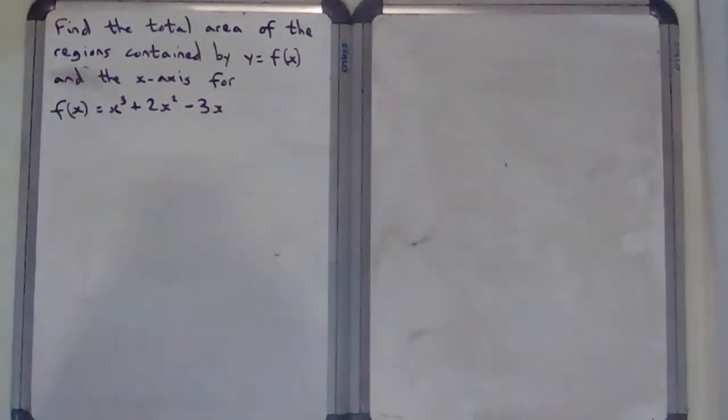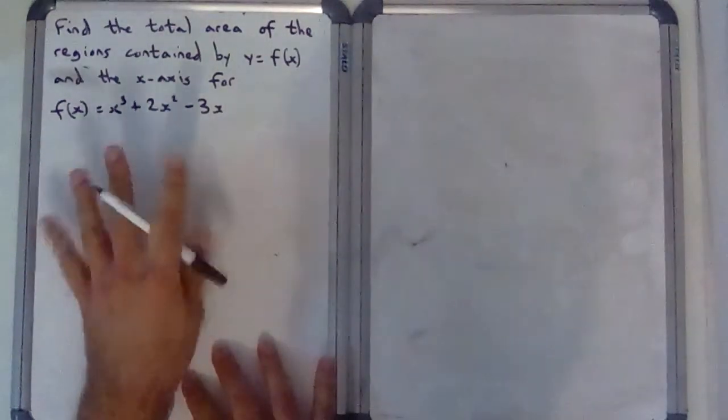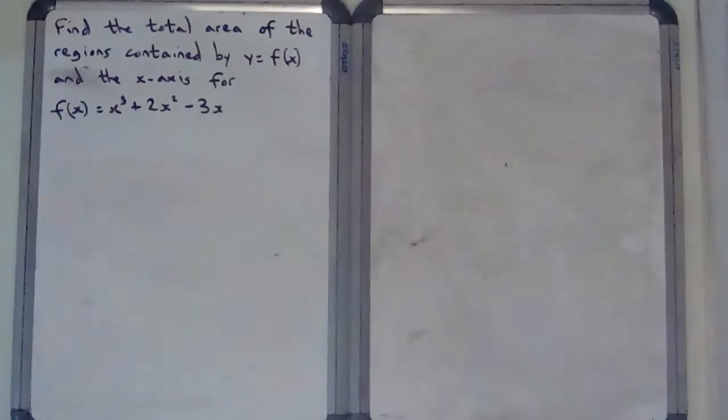So hopefully the first thing you do is realise that we need a sketch of this, because we need to know where the area is positive and where it's negative. So we need to try and factorise it and find the intersections.